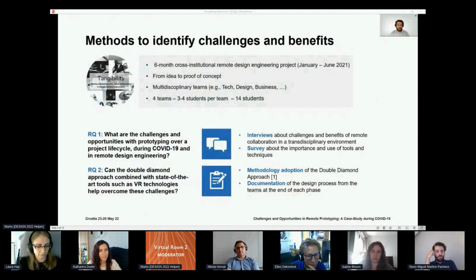This research was conducted within the Tangibility Project. It was a 6-month design collaboration project between the institutions, and we had 14 students in 4 teams. And we tried to address the following questions. First, what are the challenges and opportunities with prototyping over a project lifetime during COVID-19 and in remote design engineering? This was addressed through interviews and surveys. And second, can the double diamond approach combined with state-of-the-art tools such as VR technologies help overcome these challenges? This was addressed through the methodology adoption and also the documentation of their process.